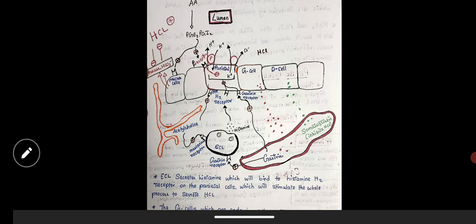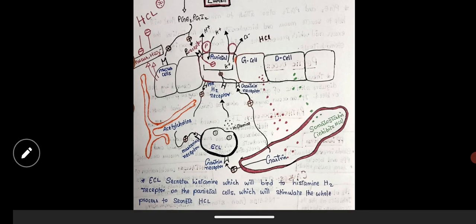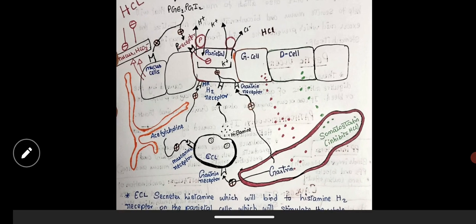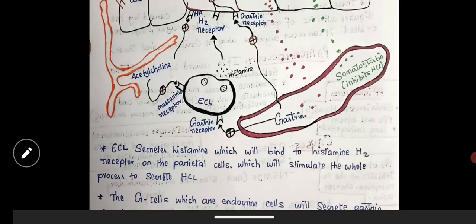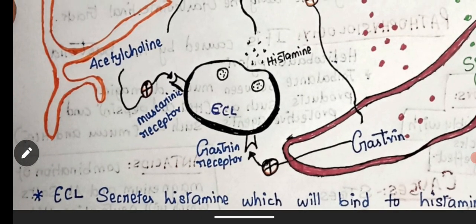First, the D cell secretes somatostatin, an endocrine hormone which inhibits HCl secretion. Then the G cell secretes gastrin. Then we have mucous cells. ECL secretes histamine. So first I will explain the ECL, the enterochromaffin cell. In the ECL we can see here the gastrin receptor and the muscarinic receptor.